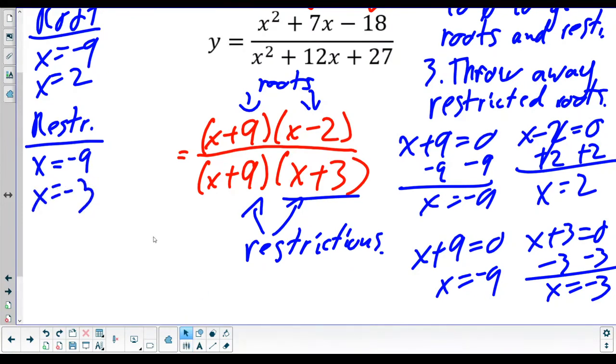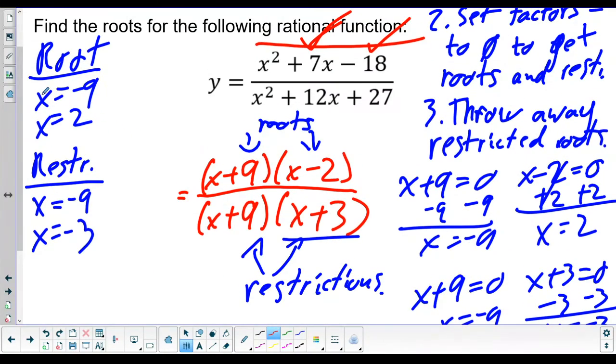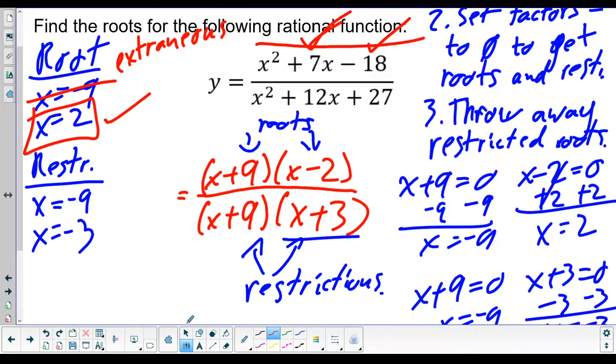Okay. So we can see that we would have a root at negative 9, but it's a restricted value. So we throw that one away. One more time, this thing is called extraneous. It's an extraneous root. And then x equals 2, that's not restricted, so we keep it. This is the only place this function will cross the x-axis.